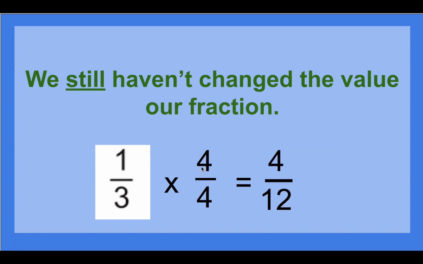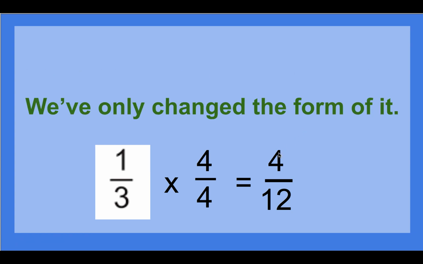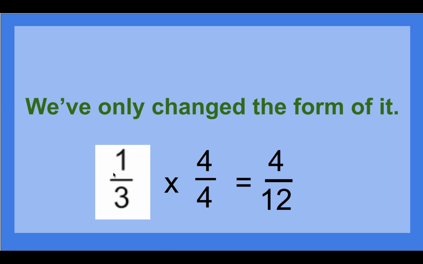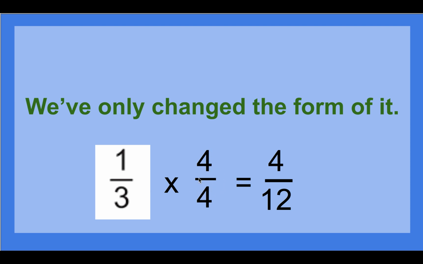Okay, so let's continue. And we still haven't changed the value of our fraction here. So remember how I said that 4/4 makes a whole? 4/4 is just 1. So we've still just multiplied this 1/3 by 1. However, we still haven't changed the value of our fraction. We've only changed the form of it, right? We've changed it to a different form. It still has the same value. 1/3 and 4/12, it's the same value here. We have not changed anything. We've only multiplied it by 1.